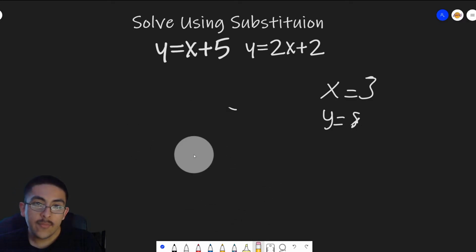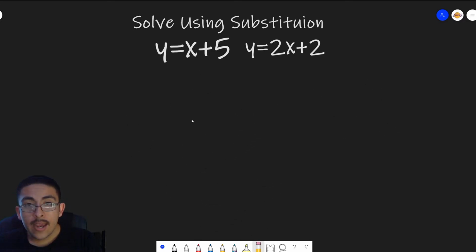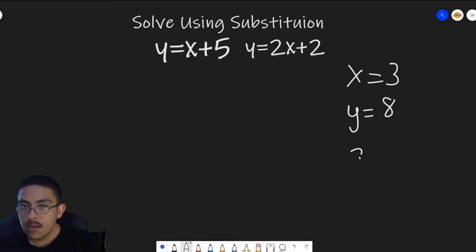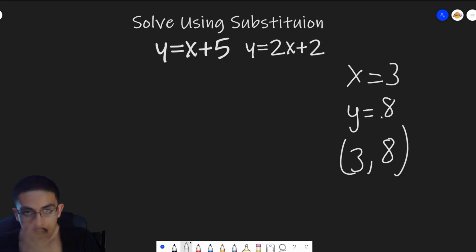And so all of this means that these are two lines, two linear equations. Let's write our coordinates. X equals 3, and y is going to equal 8. We can write it as a coordinate pair like this. These two lines are going to intersect at the point (3, 8). And I'm going to pull up a graph so we can prove that.